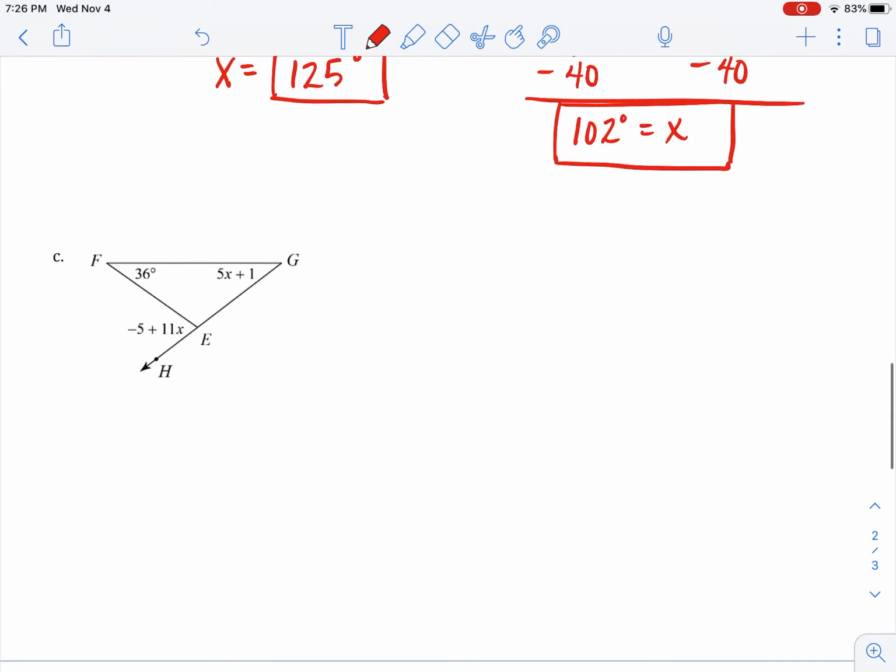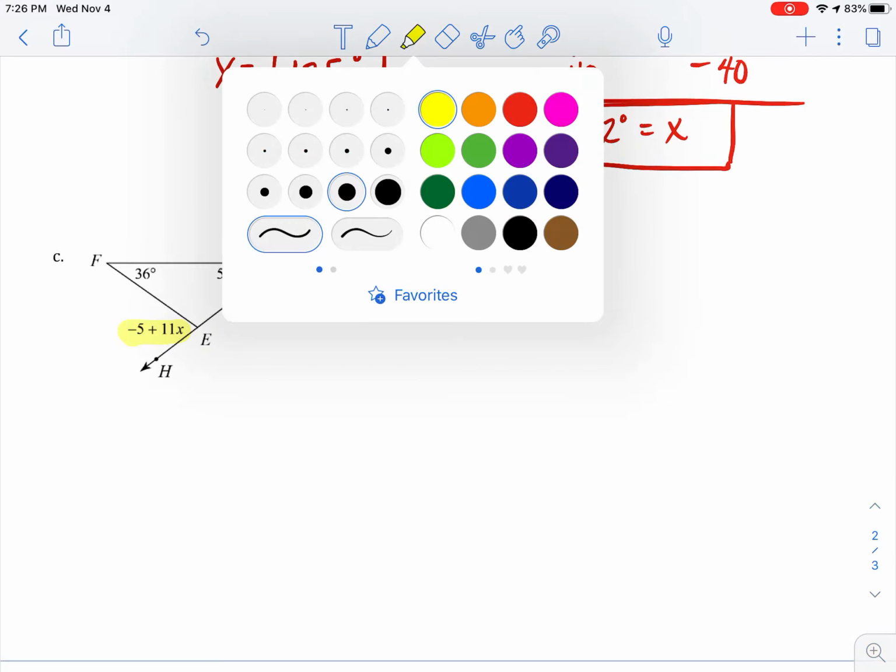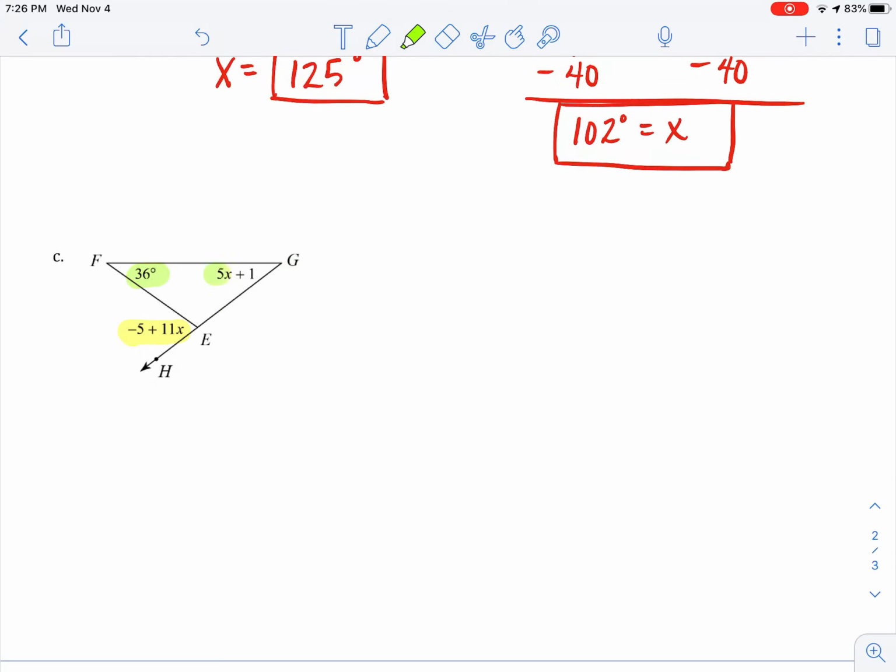All right, finally in C, if we look at each of the things that's labeled, the first thing that I'm going to highlight here is an exterior angle because it's outside of the triangle. And then the next things I'm going to highlight in green are our remote interiors. So our exterior angle, which is -5 plus 11x, will be equal to the sum of the remote interiors. So it'll be equal to 36 plus 5x plus 1.